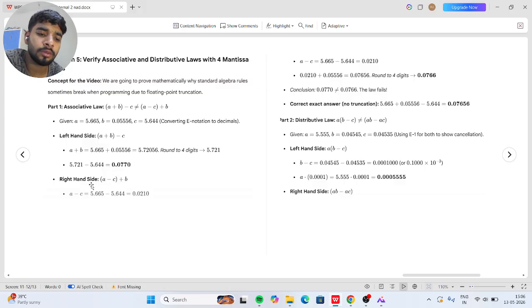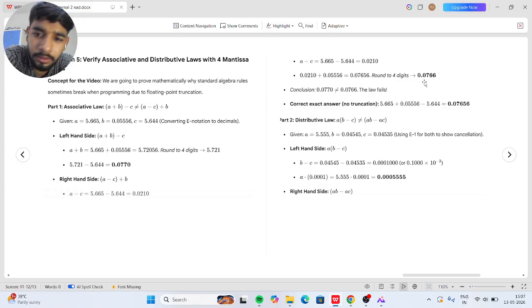0.0770. Now we will do the same for the right hand side, (a - c) + b, where a minus c is equal to 0.0210, and then add b to that. So 0.0210 plus b, which is 0.05556, gives us 0.07656. And then we round it to 4 digits, which gives the final answer of the right hand side, 0.0766. So here you can see the left hand side answer is not equal to the right hand side, which shows that this law fails.